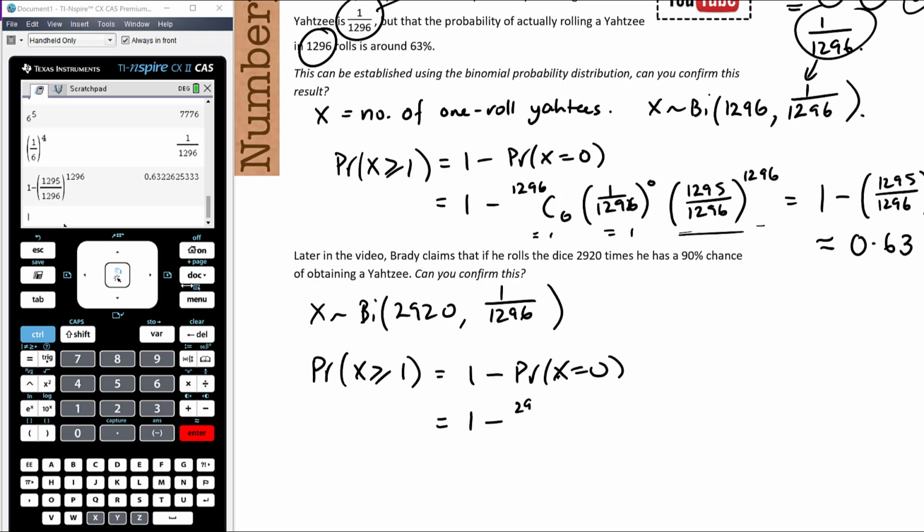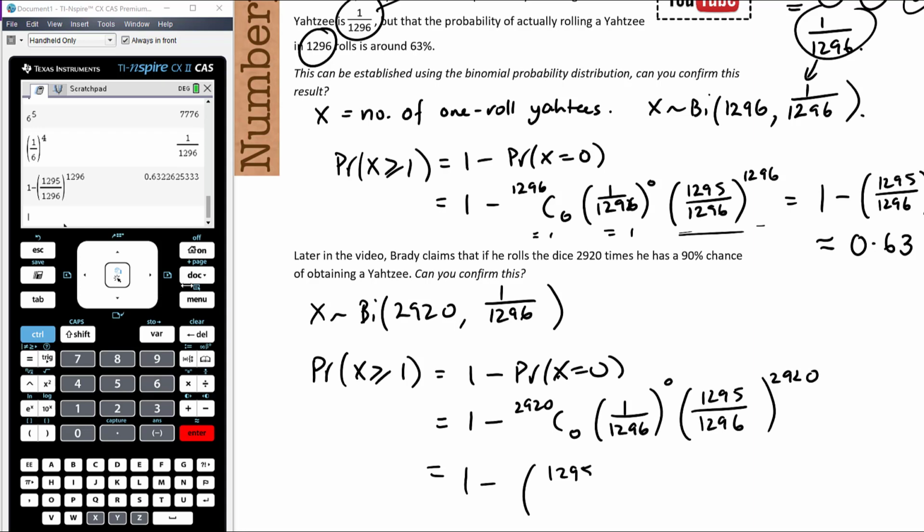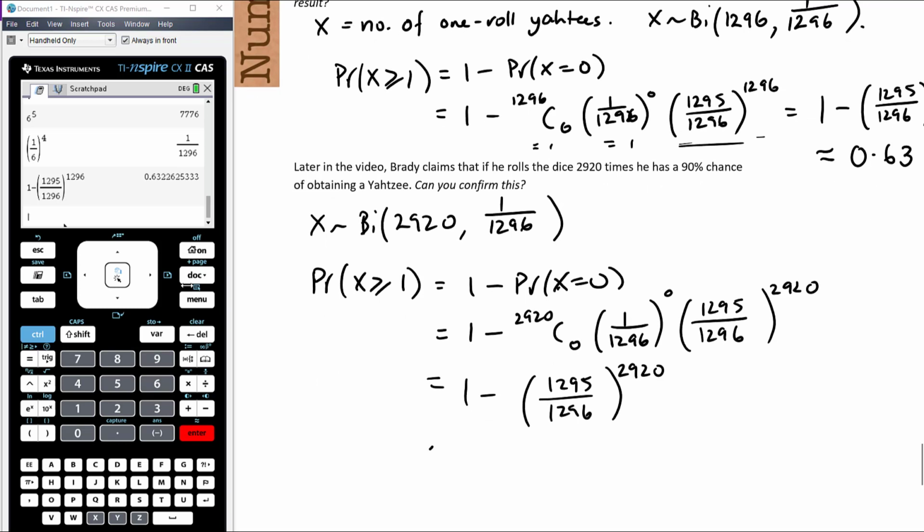So 1 minus, in this case, 2920 choose 0, which is 1, times the probability of success, 1 on 1296 to the power of 0, which is also 1, times 1295 on 1296 to the power of 2920. So it's really just 1 minus 1295 on 1296 to the power of 2920. I can get my CAS to work that out. We should be around 90%. Let me just edit my previous calculation here, making this power 2920. Yep, to 2 decimal places, that will be 0.90.